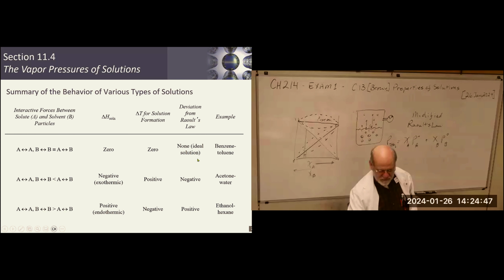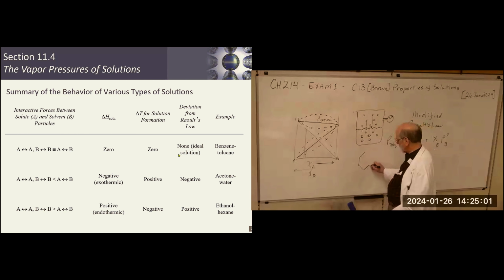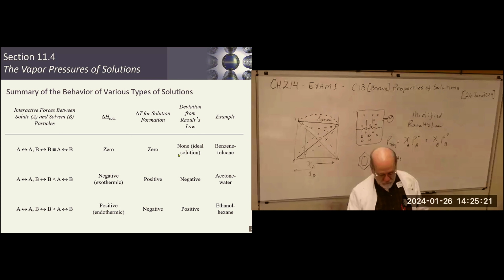This is an ideal solution, benzene and toluene. Benzene and toluene are very similar in structure. They're both nonpolar. Benzene is this hexagonal shape, an aromatic compound. Toluene is almost the same, but it has a methyl group on the side. So it has no polarity whatsoever. There's very weak interaction, if any. So it's ideal. They have no impact on each other.